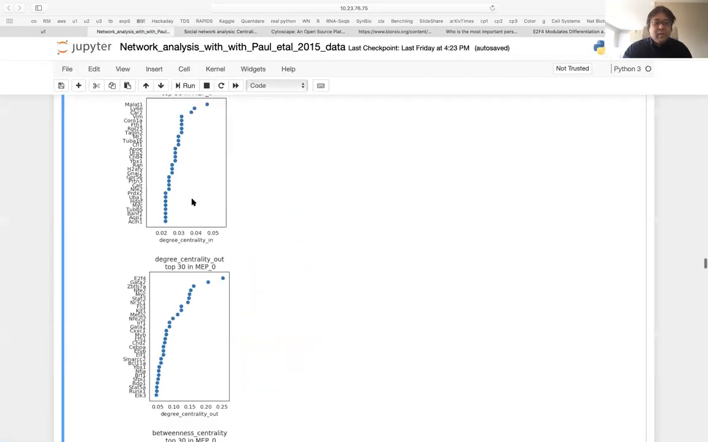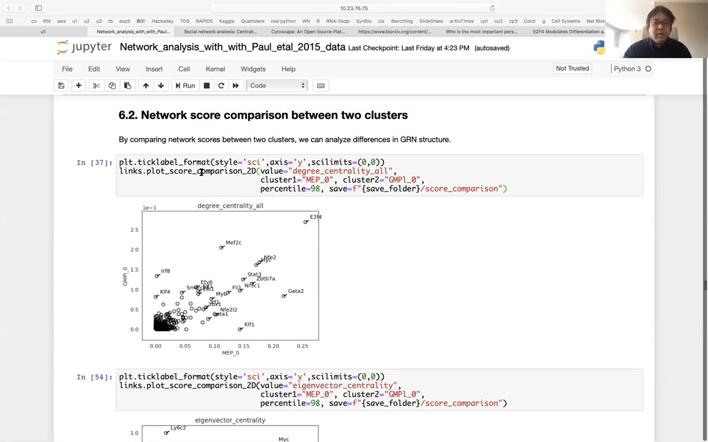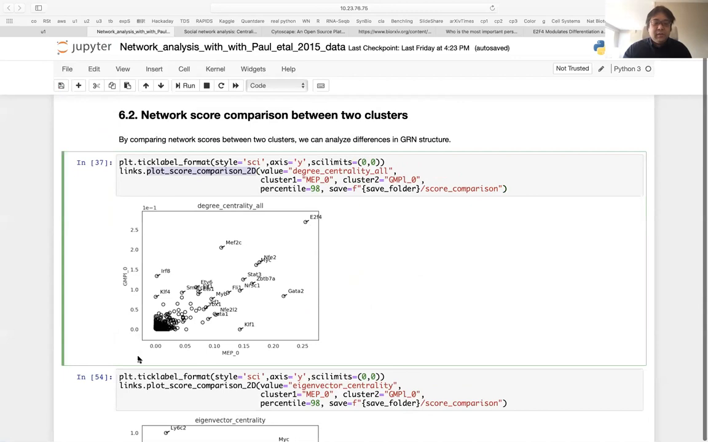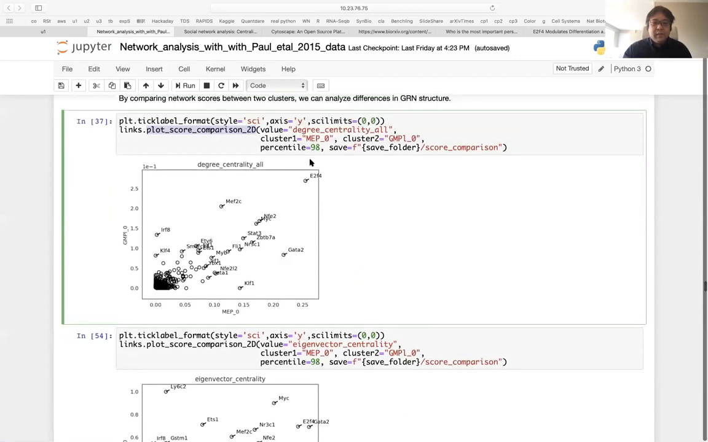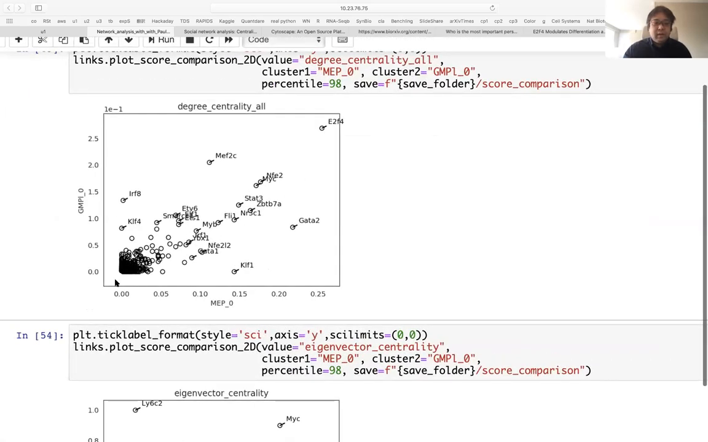So maybe one good function is here. You can compare two GRNs using this function. For example, if you want to compare degree centrality in MEP or GMP, you can do that like this. Here, we are just visualizing the two centrality scores in a scatter plot. For example, you will see E2F4 is really high in both clusters, GMP cluster and MEP cluster.